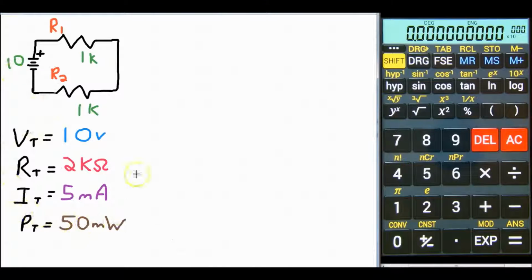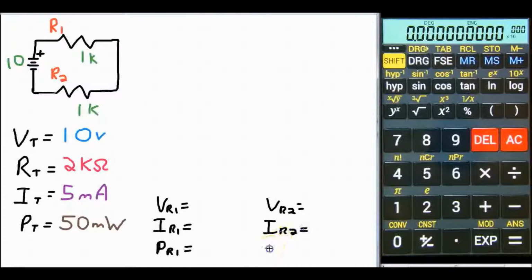Now that we've found the totals of the circuit, it's time to find the individual resistor values. So we're going to need to find VR1, or the voltage across R1, IR1, the current through R1, and PR1, power consumed by R1. Well, same thing with R2. We need to find VR2, IR2, and PR2.